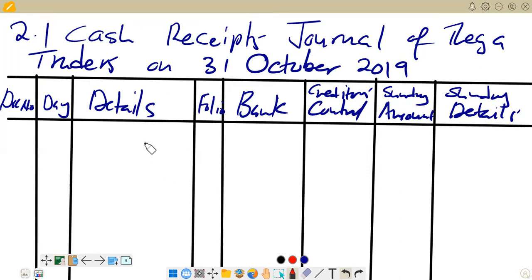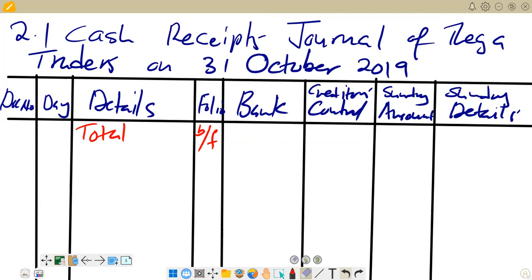Obviously, we are going to start with the opening balance. At the opening balance here, we are going to write totals brought forward. This is the total for the cash receipts journal, so we can just call it a total that has been brought forward. Then we are going to check the date and then the amount of that total.